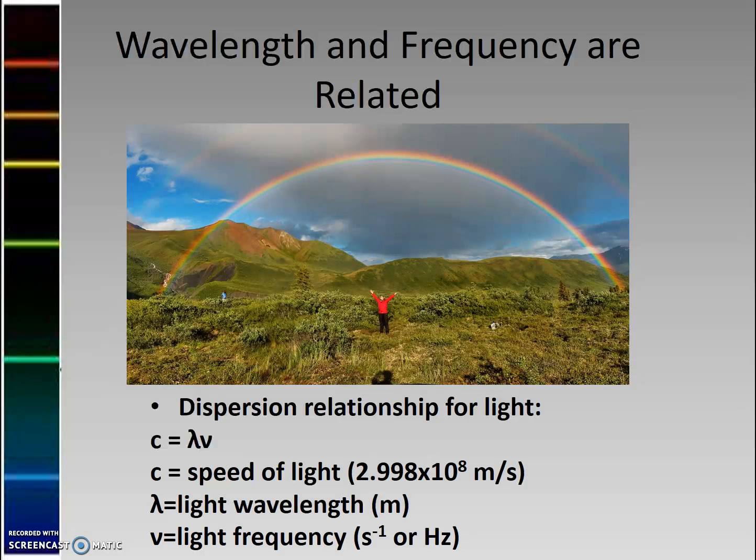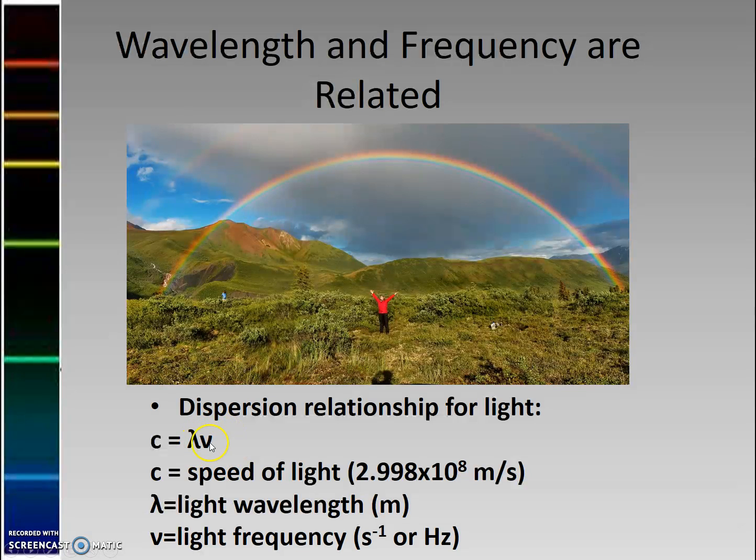Because light acts like a wave, we get to say that its wavelength and frequency are related, and it's called a dispersion relationship. The speed of a light wave, which is always 2.998, or about 3 × 10⁸ meters per second, note the units, is equal to the wavelength, which we denote by the Greek letter lambda in meters, multiplied by its frequency, nu. That's the Greek letter nu.